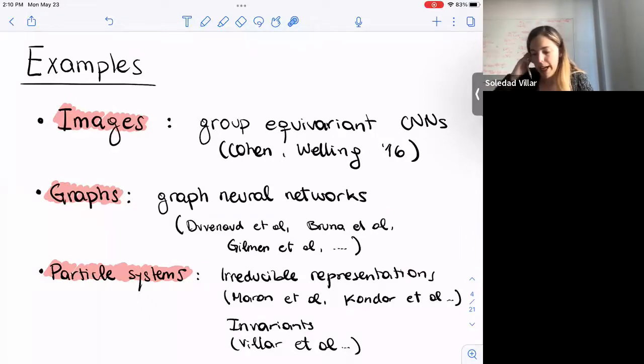And then my main focus today will be in the space of particle systems, where we want to be invariant or equivariant with respect to rotations and translations and maybe permutations. In order to do that, people have worked on using irreducible representations to parameterize the space of equivariant functions, and also using the invariants, which is what I'm going to present today.